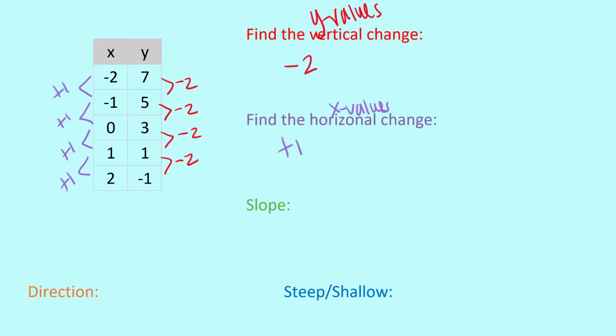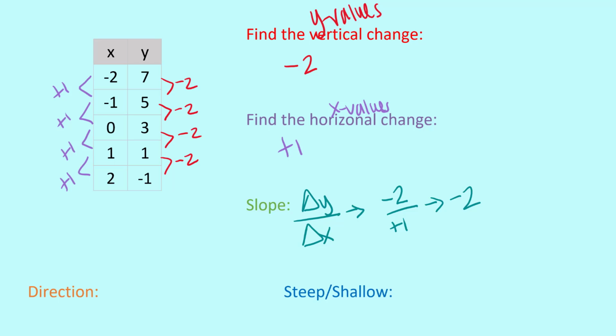So our slope for this, our change in y over change in x, remember those triangles just mean change, is going to be -2 over +1, which means that our slope is going to be -2. You can also leave it as -2 over 1, and that's totally fine.